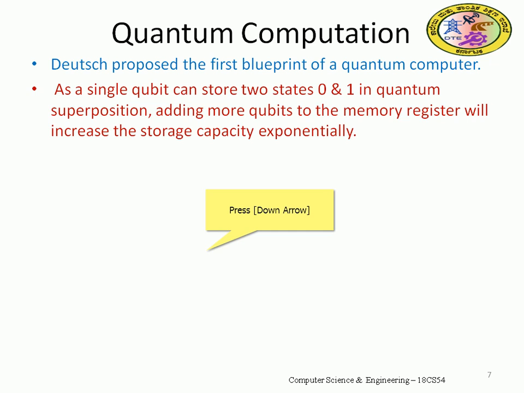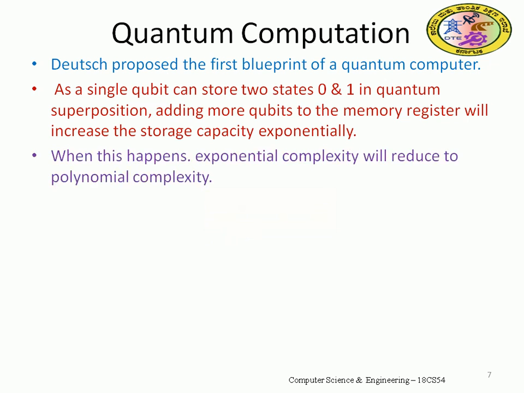Adding more qubits to the memory register will increase the storage capacity exponentially. When this happens, exponential complexity will reduce to polynomial complexity. So this exponential behavior is going to be very costly. It is higher than polynomial. When this occurs, exponential complexity will reduce to polynomial complexity.